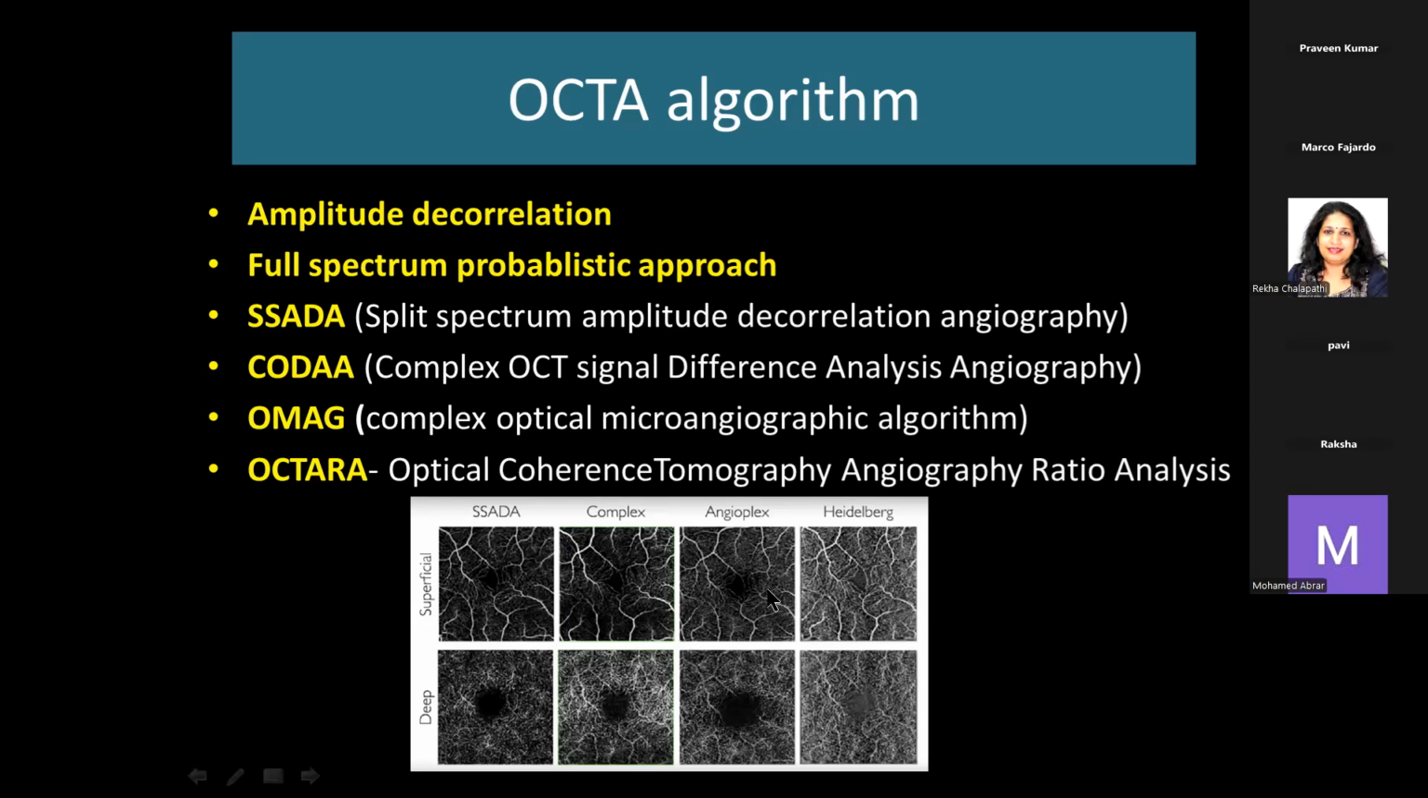Based on the various algorithms, you tend to get these images. Heidelberg will have a different one. The Angioplex will have different algorithms. So different machines use different algorithms to get you clear-cut images.